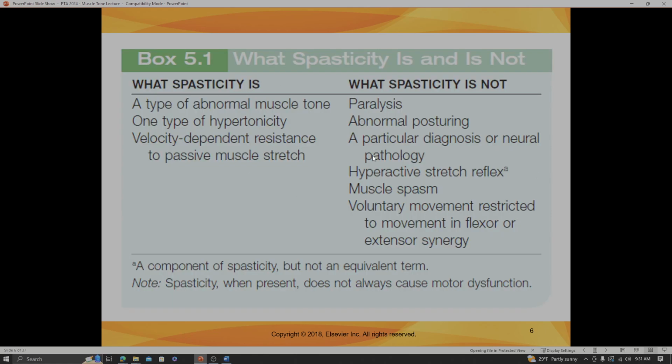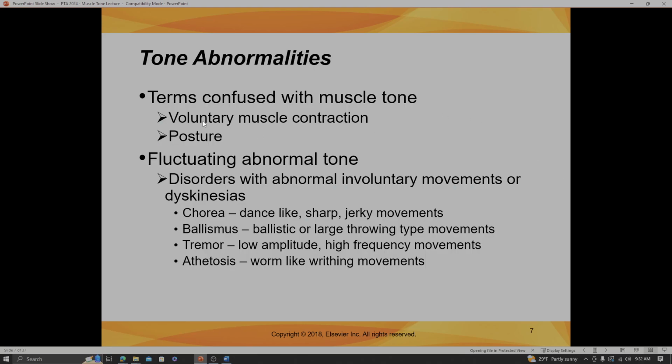Here's a great chart. I say go into Cameron if you can and look at the charts. They synthesize this information very, very well. They're going to tell us what spasticity is compared to what it is not. So take a look at that. Particularly why very often muscle tone gets confused with voluntary muscular contraction or just posture. And while it plays a part in these things, muscle tone is separate and distinct from these phenomena, right?